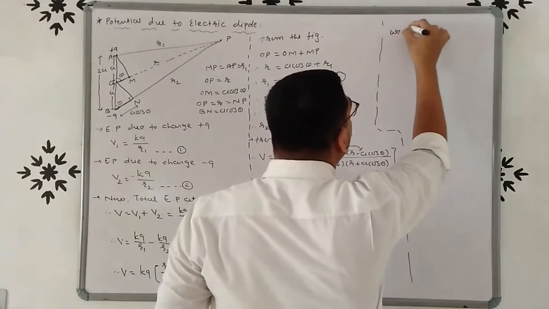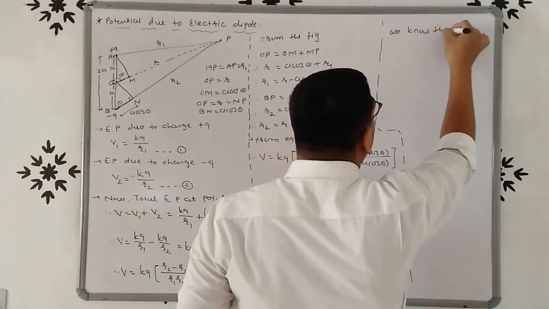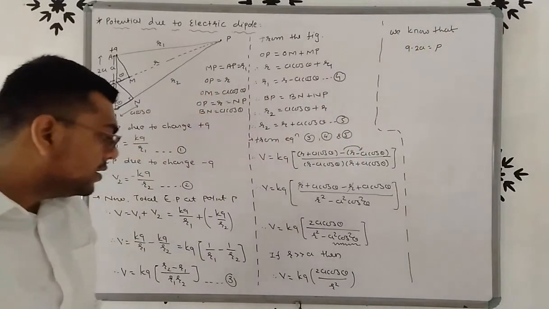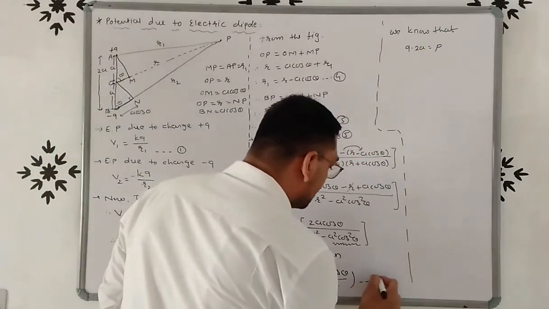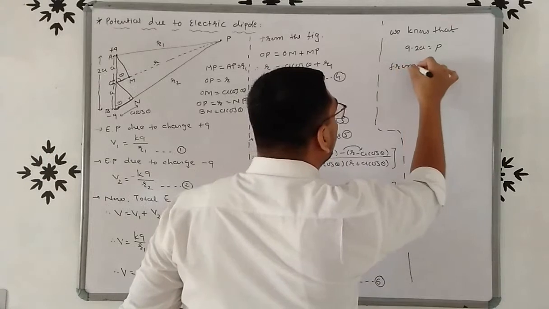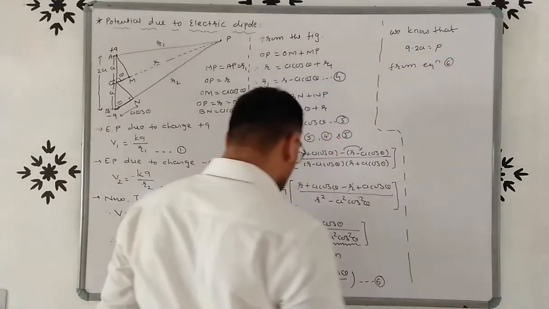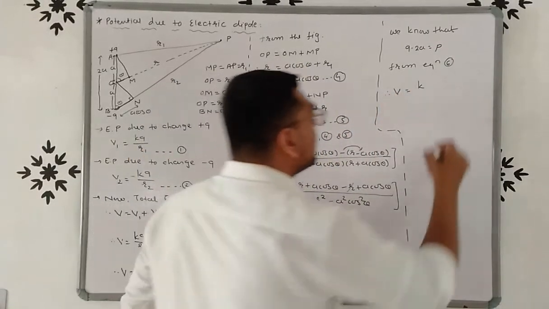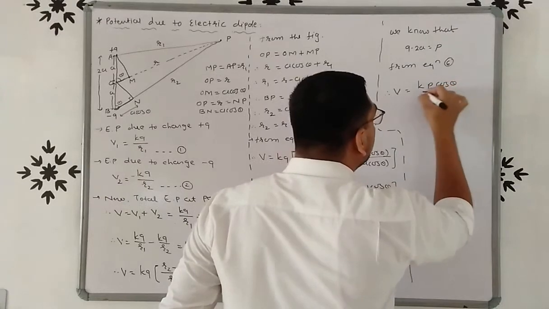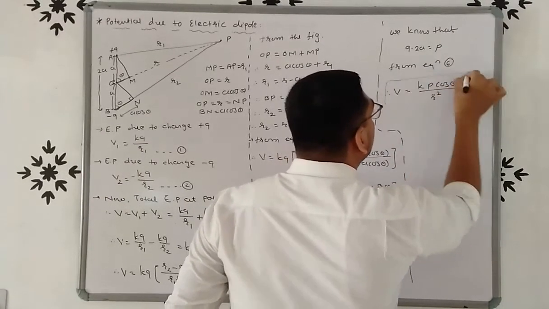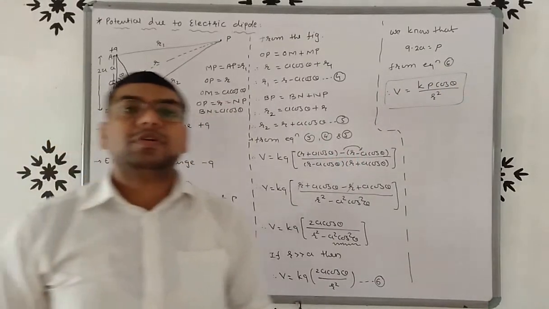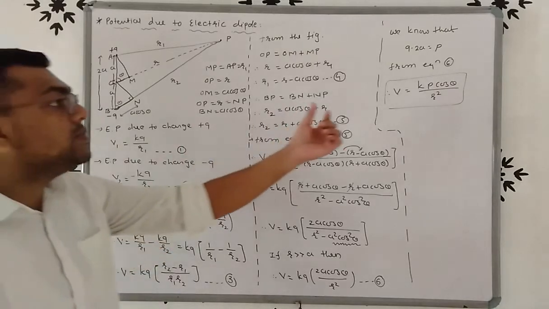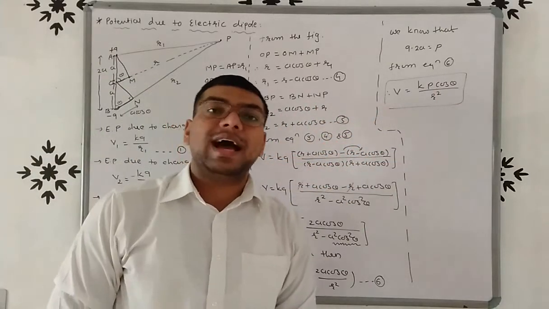So we know that Q into 2a is equal to the moment P. This is equation number 6. So from equation number 6, V is equal to K, here Q into 2a, that means P cos theta upon r square. So the formula of electric potential due to the electric dipole is V is equal to Kp cos theta upon r square.